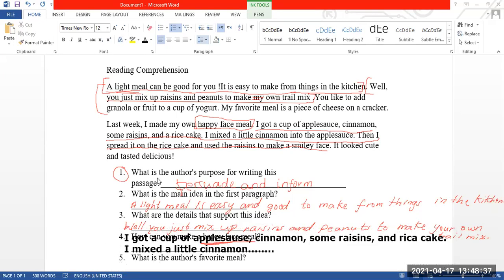Going to number 5. Number 5 is asking what's the author's favorite meal. The author's favorite meal is written over here. You can see, my favorite meal is a piece of cheese cracker. So the answer is cheese crackers. So he likes cheese crackers. So come here and write cheese crackers. Okay, cheese crackers, that's all.